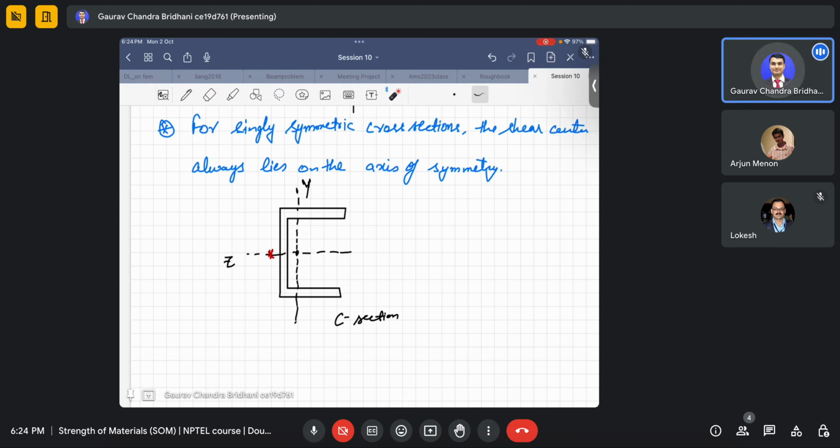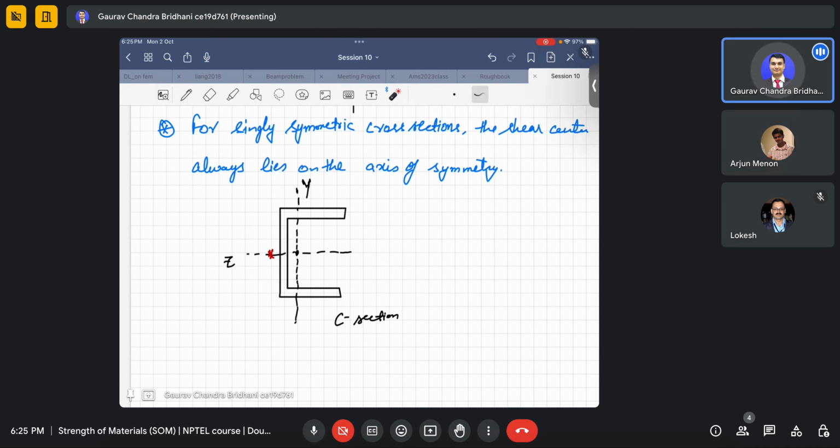Basically, this shear center depends on the geometry. It's purely a geometric property. It depends on the width of the web, depth of the web, width of the flange, and depth of the flange. Based on that, it varies along this axis. How far it will go or how near it will be to the web depends on the dimensions of the web and the flange, basically the geometry of the cross section.